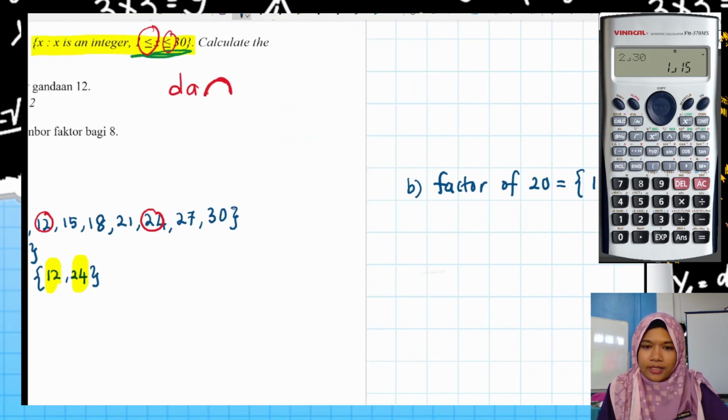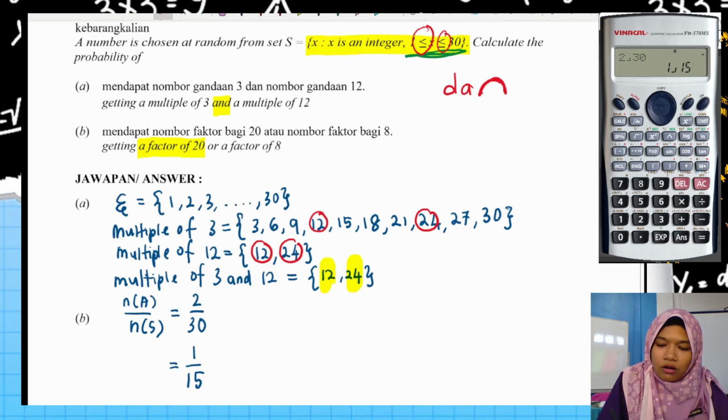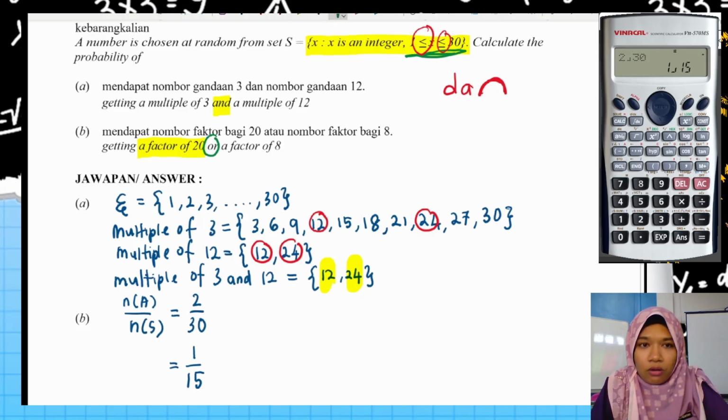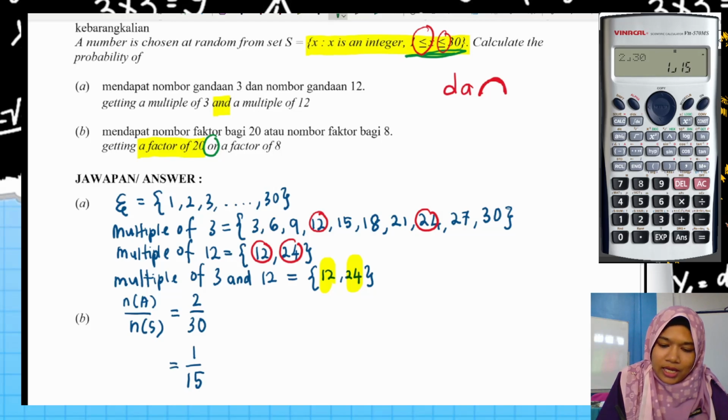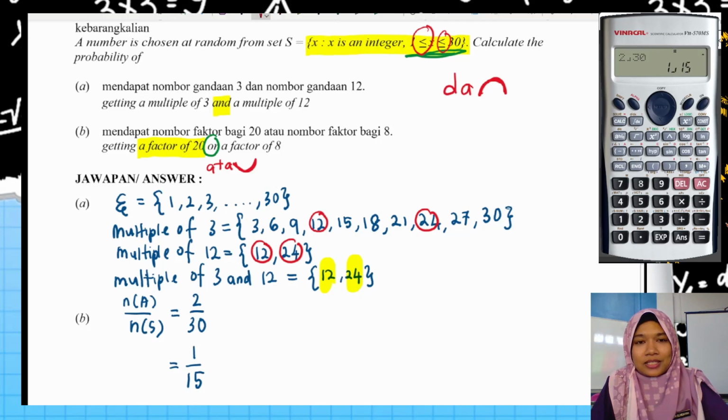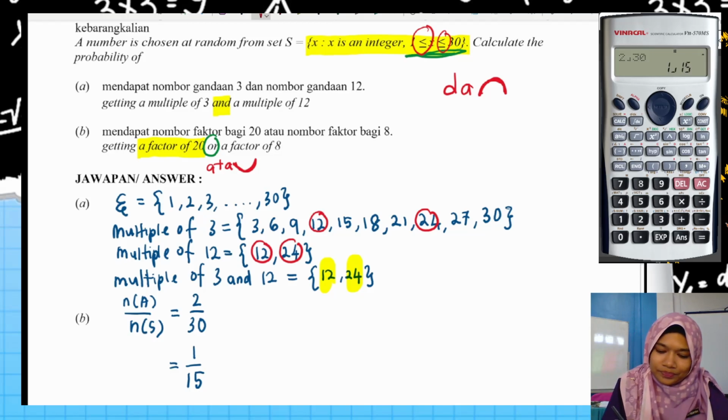Okay, next. Or, the word here use or. Atau. Okay, sekarang cikgu dah tunjukkan tips. Sama awak nak guna intersection or union. Dan ataupun and, dan intersection. Or atau belakang dia U. Okay, so union. Alright. Okay, now factor of 8.